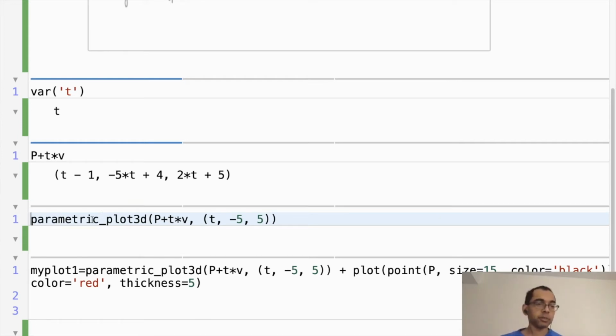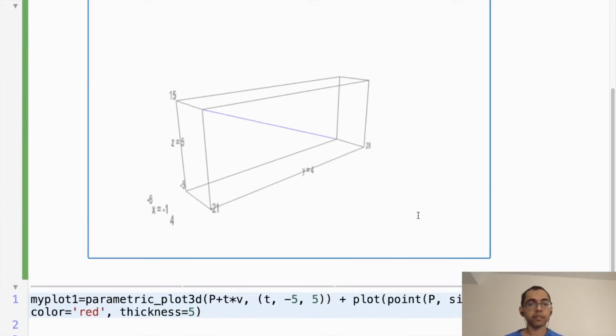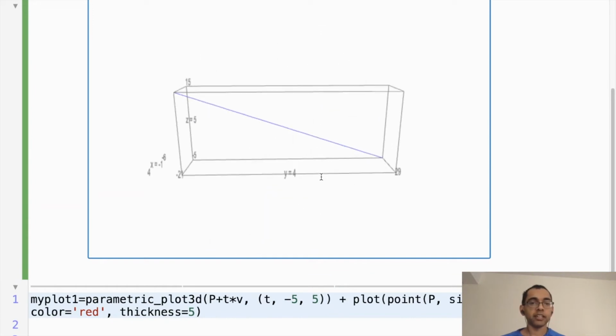And now here's the plotting command. It's parametric plot 3D, the function in parametric form that we're trying to plot, and then give the range for where the t value is. So here's what we get, and here we see this line in blue.